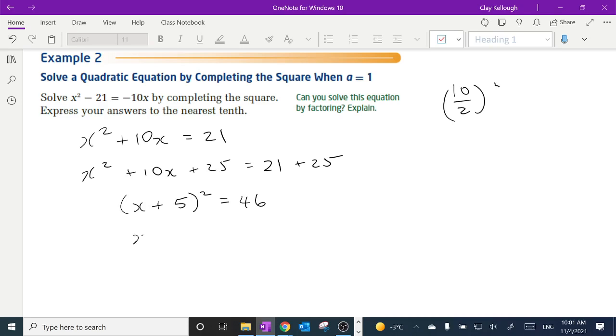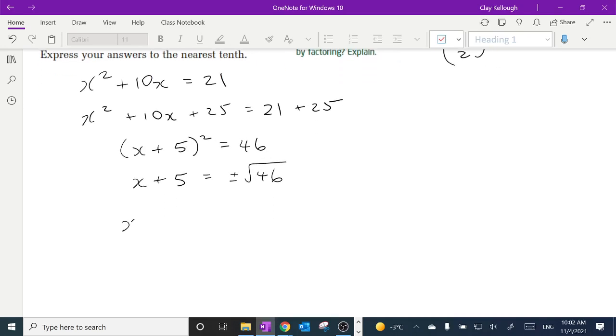Square root both sides. And again, you have the plus or minus. There's no context here that would tell you to eliminate the negative. The negative is technically one of the answers here. So my exact answer is -5 ± √46.